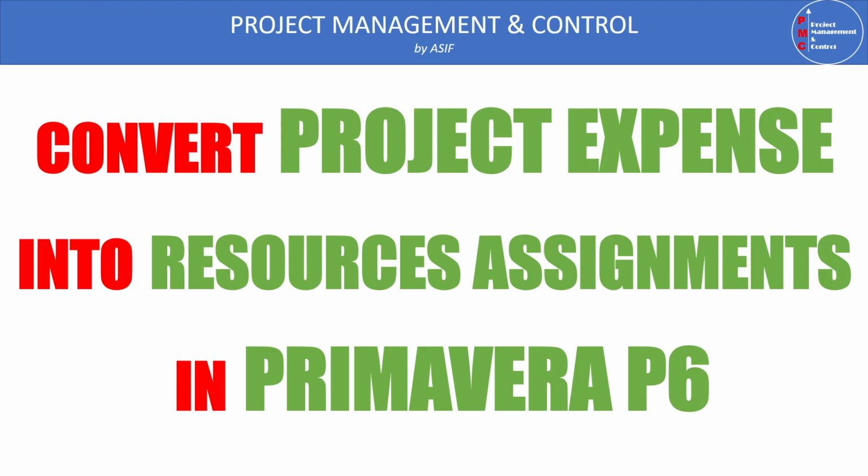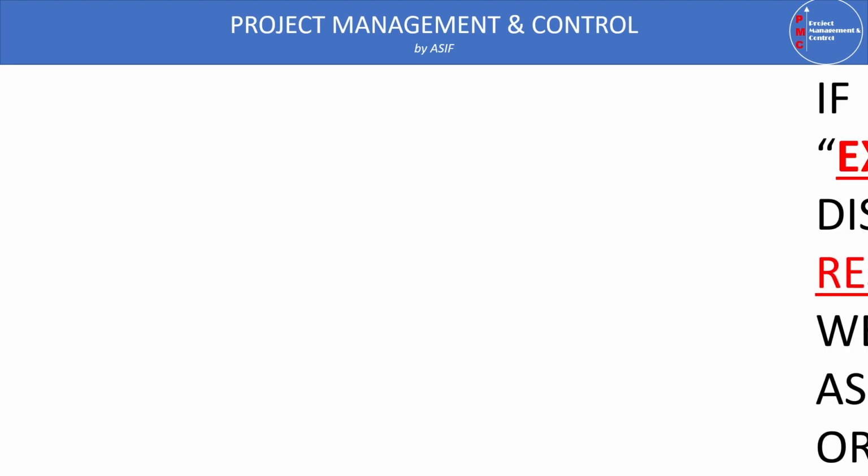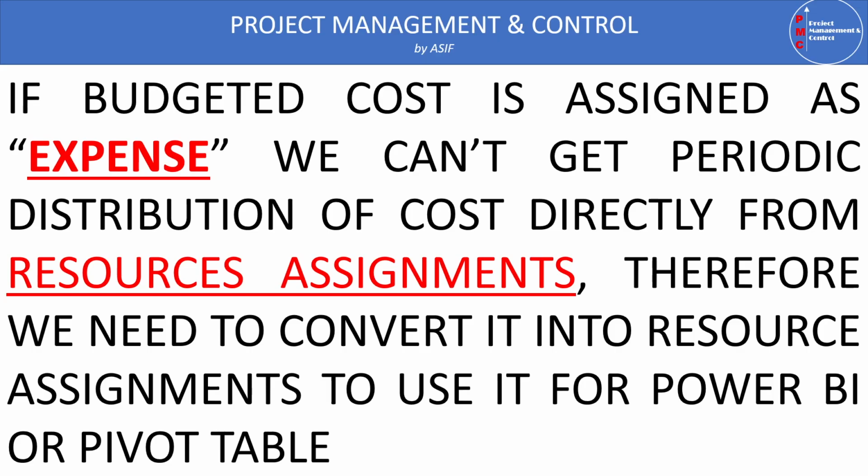In this video tutorial, I try to explain how we can convert our project expenses into resource assignment in Primavera P6. Some planning engineers put BOQ costs in their program using expense. Expense is a good technique, but we cannot get periodic distribution directly, as we do from the resource assignment. So for making the cash flow curve or some reports, we need to make use of a report or some other method, and it's not as fast as getting it directly from the resource assignment.